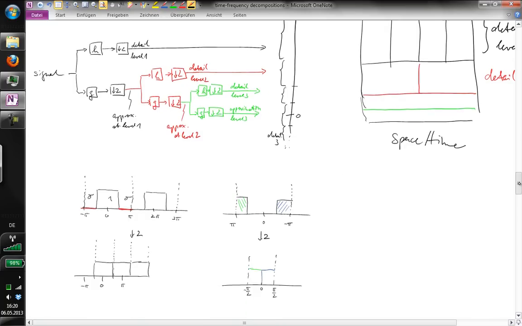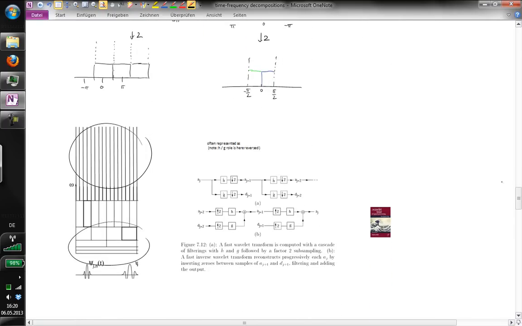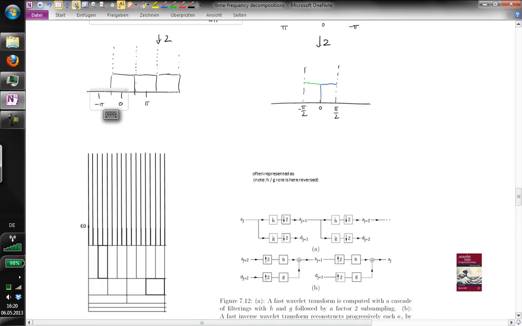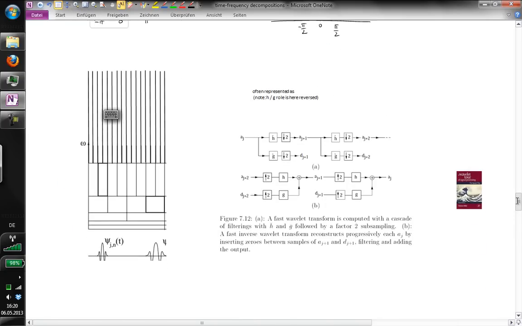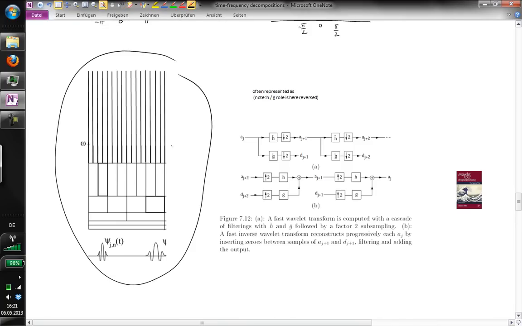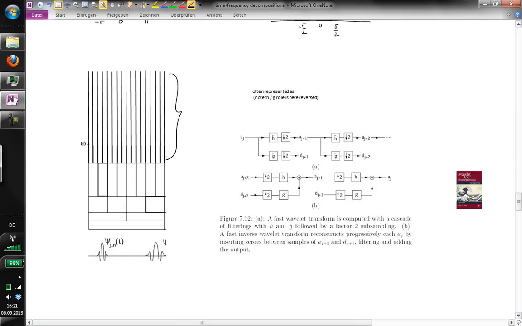So overall, if you draw this for not just 8 but a few more samples, you get a picture as shown here, where this would be my details at level 1. So I have great temporal resolution, but poor frequency resolution.